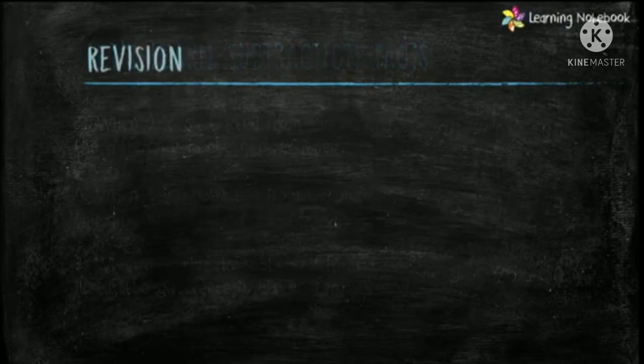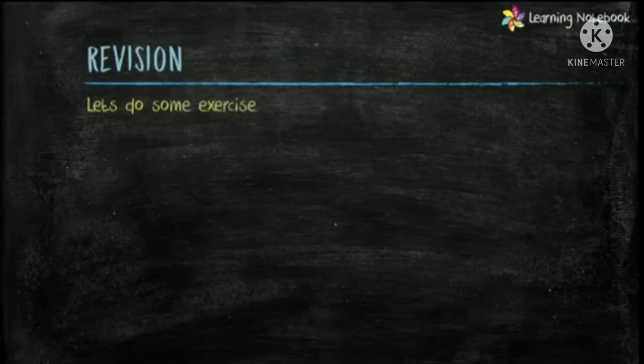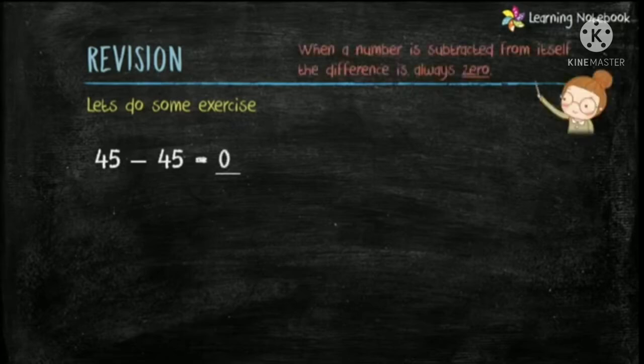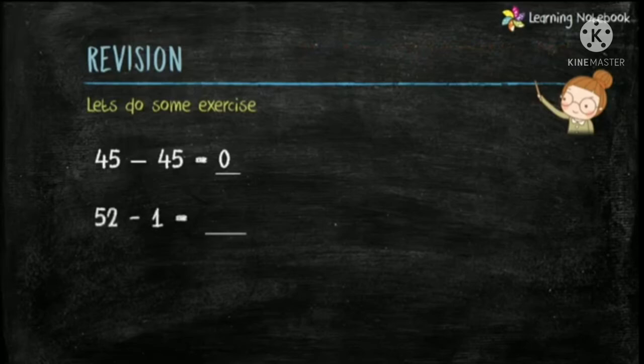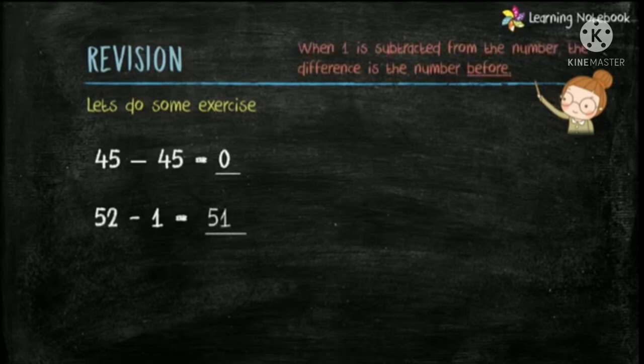Now let's revise these facts through some exercise. 45 minus 45 equals 0, because we know when a number is subtracted from itself, the difference is always 0. Next is 52 minus 1 equals 51, because when 1 is subtracted from the number, the difference is the number before.